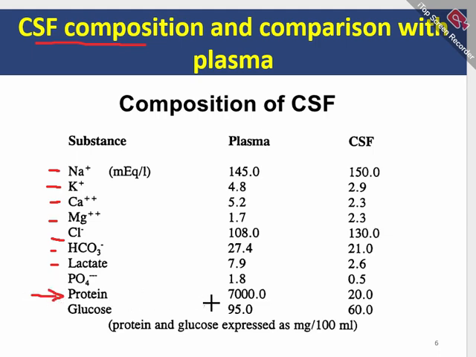The prime difference is in the phosphates and the protein. You can see that in the case of CSF, the protein concentration is usually 20 to 40 milligrams per 100 milliliters. The protein and glucose are expressed as milligrams per 100 milliliters in the CSF and plasma for the sake of comparison. CSF has a slightly lower glucose level as compared to plasma, but the main difference is in the proteins in CSF and plasma.